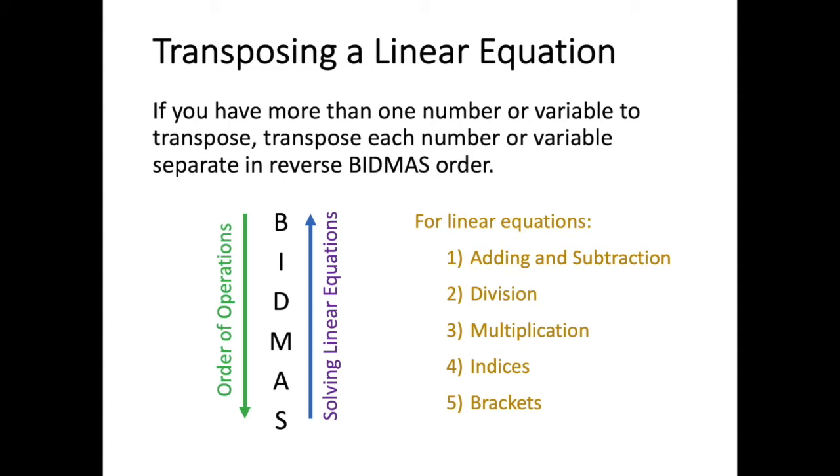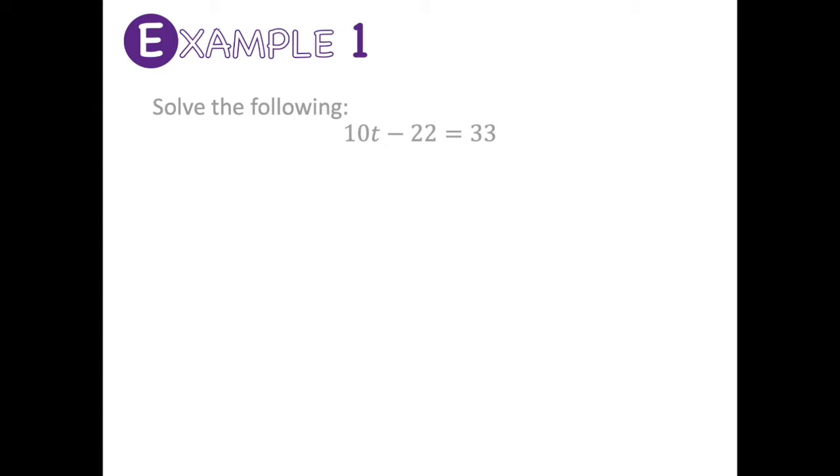So let's have a look at some examples of how we solve one-sided linear equations. In my first example, I've got 10t minus 22 is equal to 33, and I'll work out what my value of t is. Using my reverse BIDMAS order, I'm going to shift or remove my negative 22 as my first step.